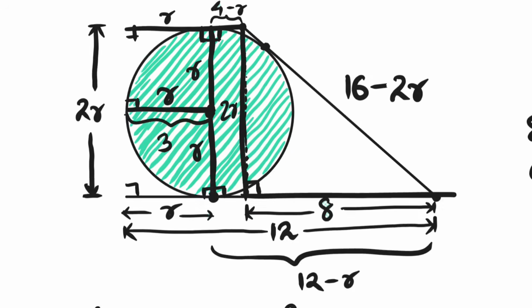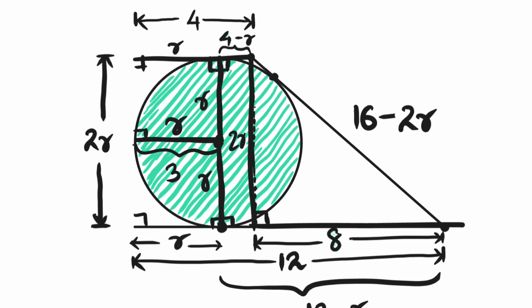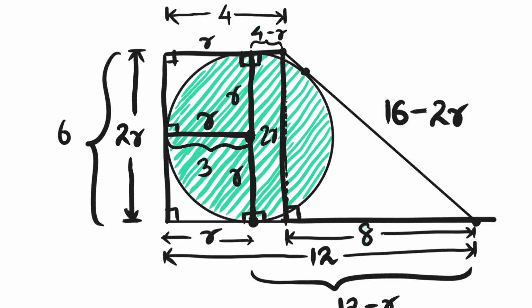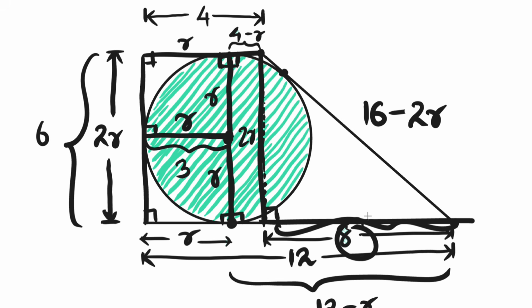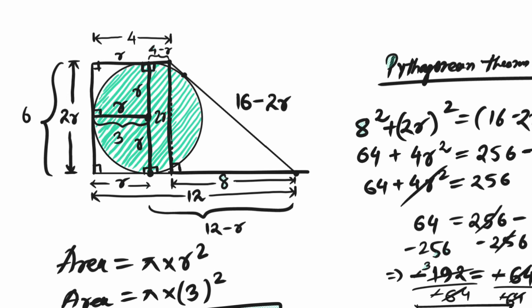Before we finish, I want to make sure the answer makes sense. A radius of 3 means the circle has a diameter of 6, and the total height of the figure is indeed 2r, or 6 units. The top segment is 4, the bottom segment is 12, and the difference between them is 8, which fits perfectly into our right triangle.